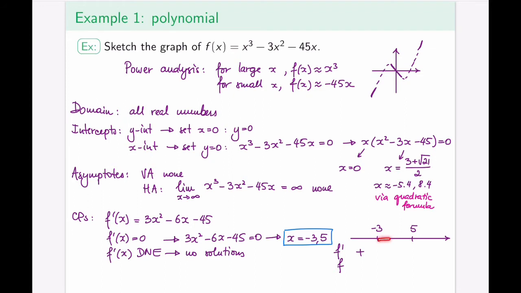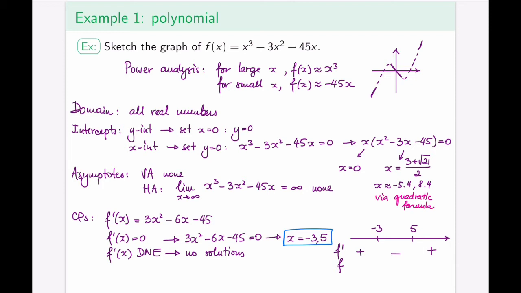I can pick a number in this region here, so anything between negative 3 and 5 will do. Let's pick 0 because it's easy to work with. Plug this in: 0 minus 0 is 0, and I end up with negative 45, which means that the derivative is going to be negative. And then finally, for this last piece, I pick a number here, let's say 1,000,000. I plug 1,000,000 in and I will see that the two terms with the x's will keep the entire thing positive, and so I will end up with a positive derivative here.